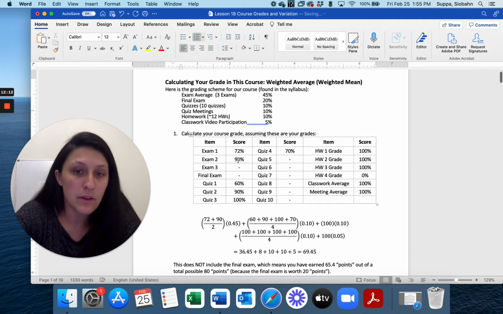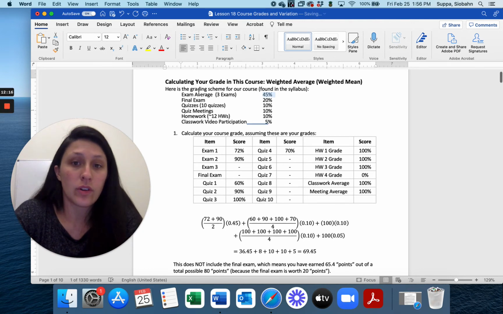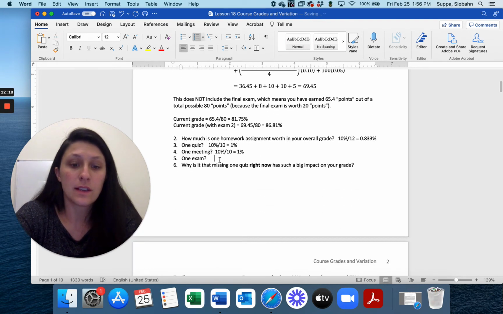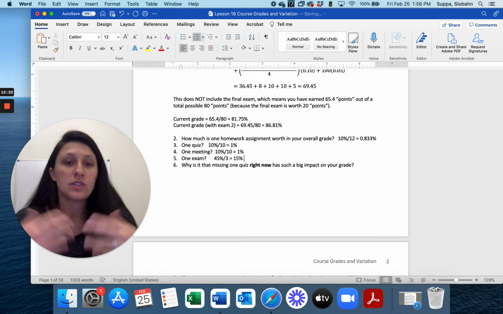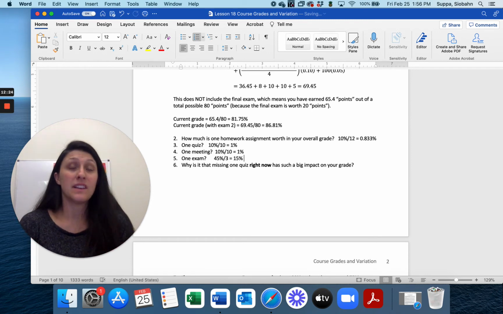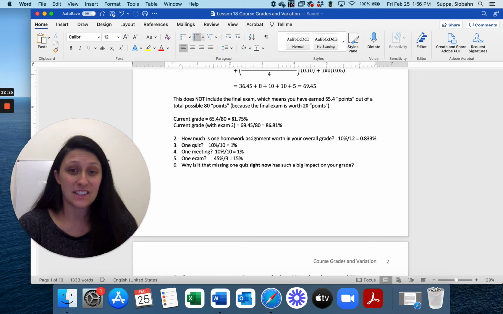One exam, though, each exam, all the exams together are 45%, and you have 3 exams. That means one exam is 15% of your grade. That's not just 15%, because that is a huge portion of your grade.